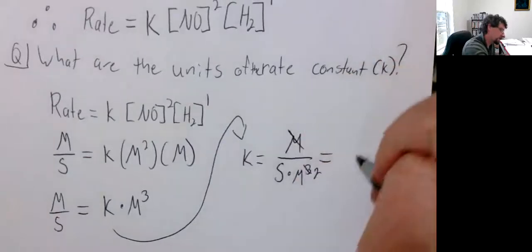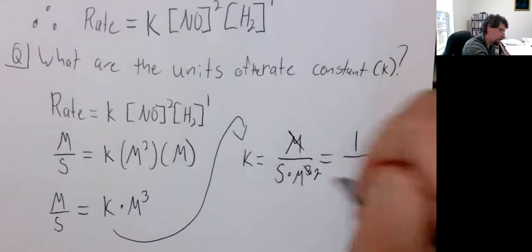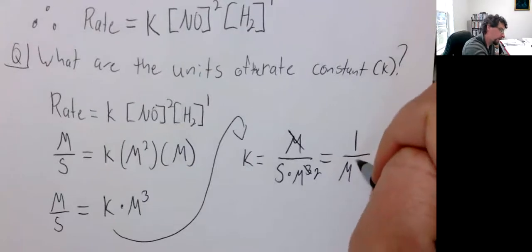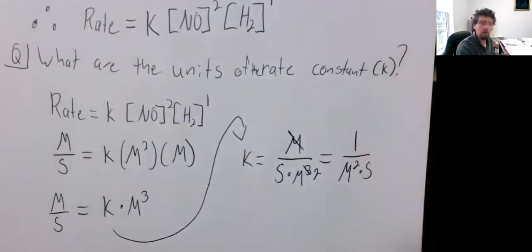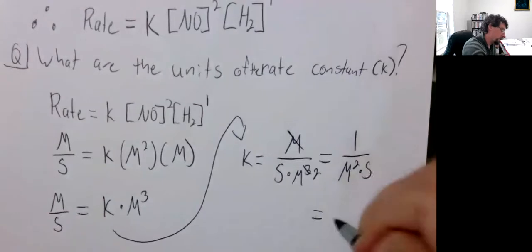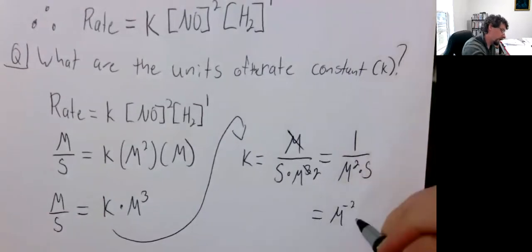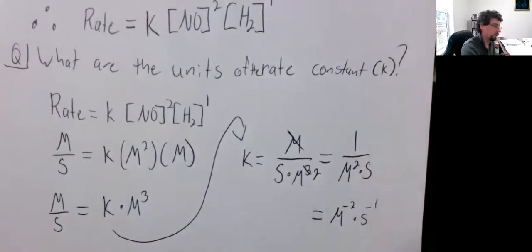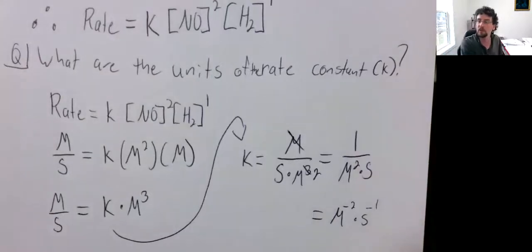Reducing this, we get 1 over M squared times seconds. I'm going to move the molarity out front, people just tend to do that. We get this as our expression, or molarity to the power of -2 seconds to the -1. So that's how you determine the units of the rate constant.